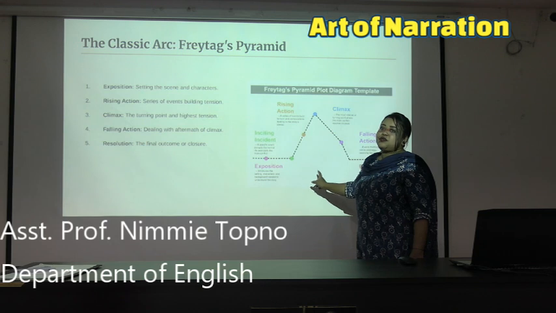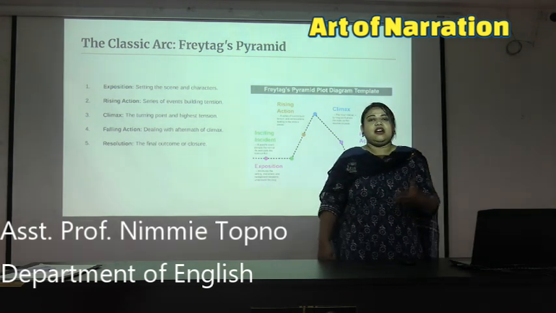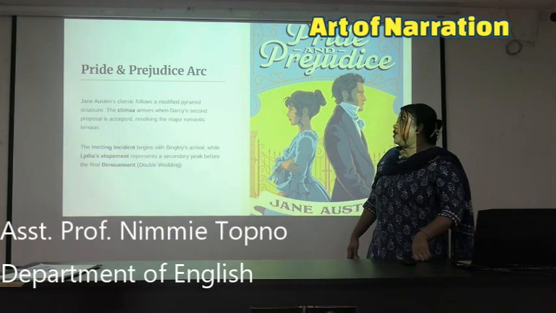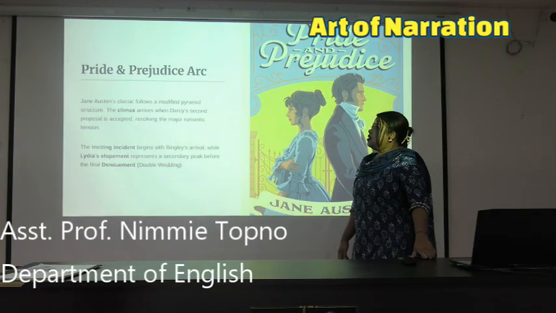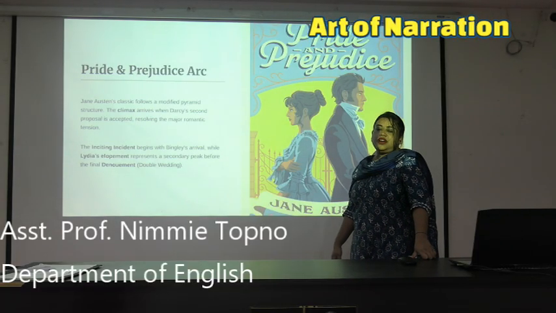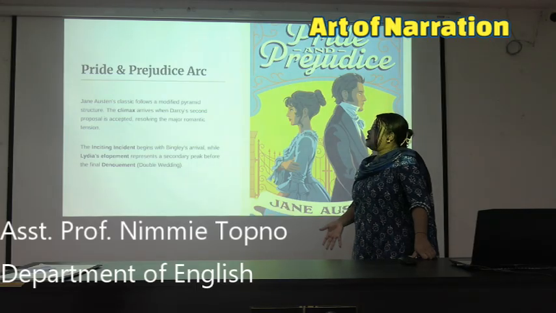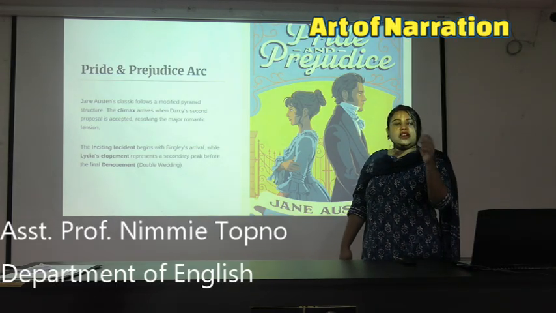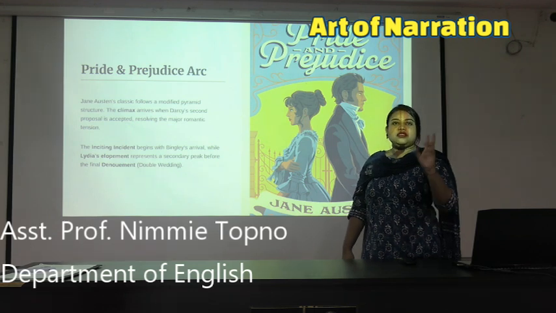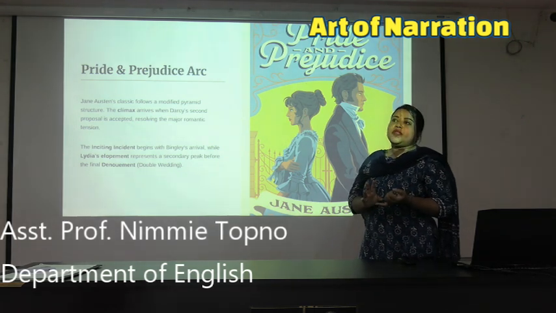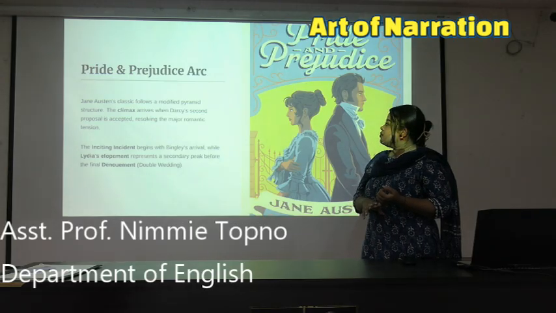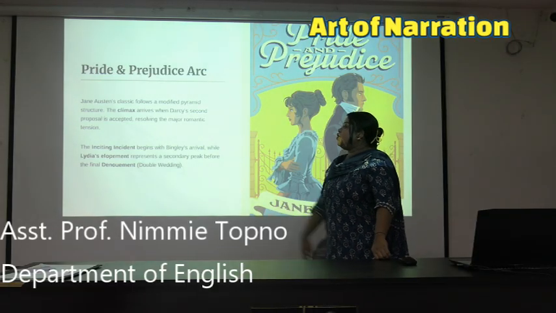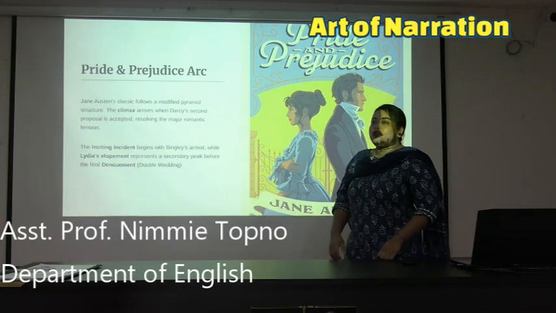So remember the Freytag's pyramid, it is very important when it comes to describing a plot or a plot structure. So what is the arc? I've taken Pride and Prejudice as an example. Jane Austen's classic follows a modified pyramid structure. The climax arrives when Darcy's second proposal is accepted, resolving the major romantic tension. So there can be two kinds of climaxes. In Pride and Prejudice, it has two climaxes. First is when Elizabeth finally accepts Darcy's proposal, and the second climax is Lydia's elopement, representing a secondary peak before the final denouement.